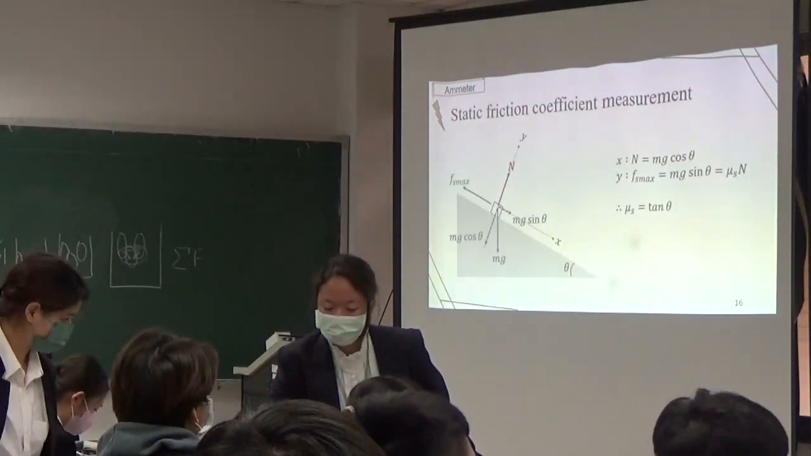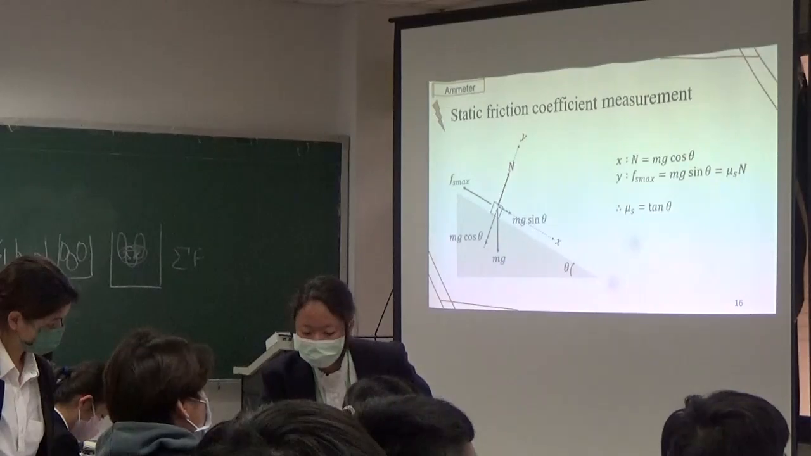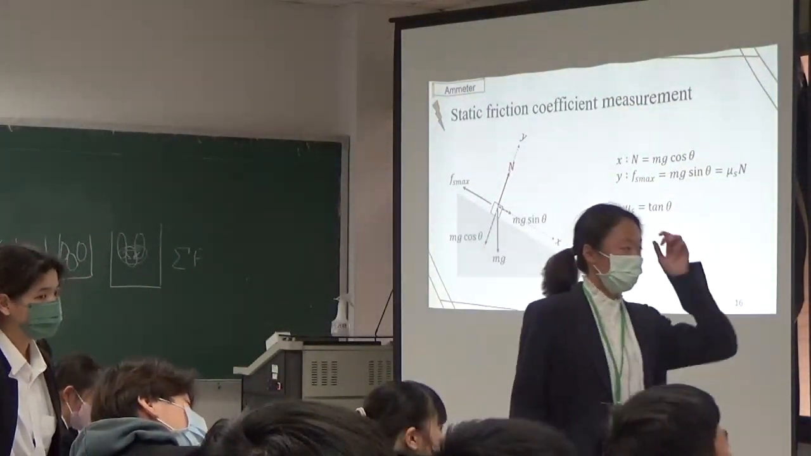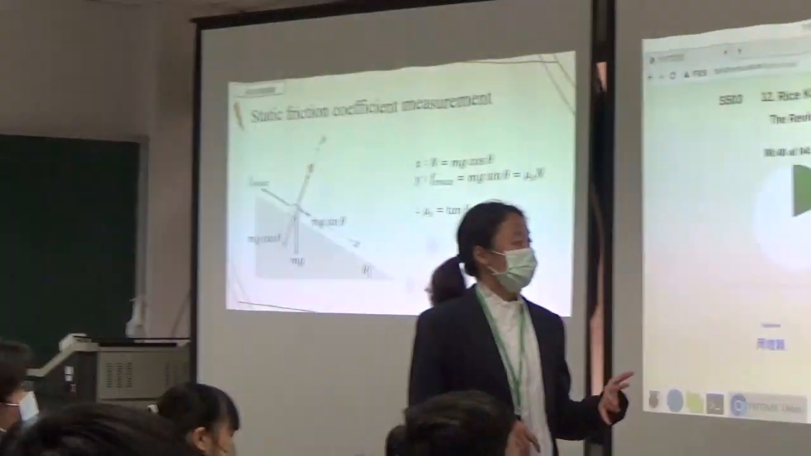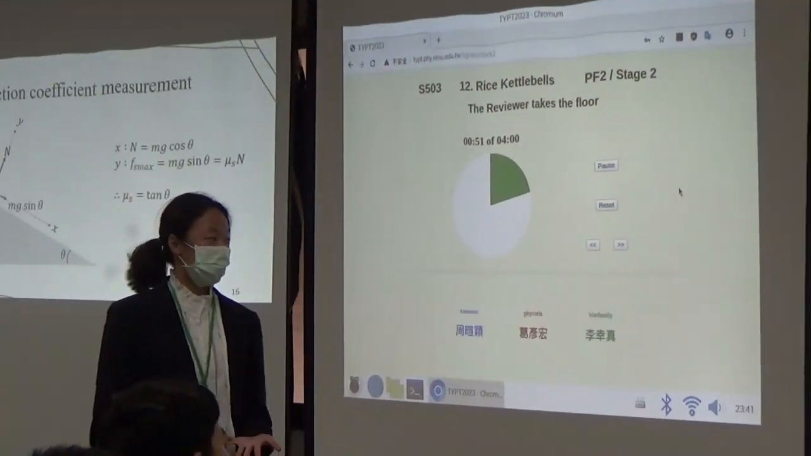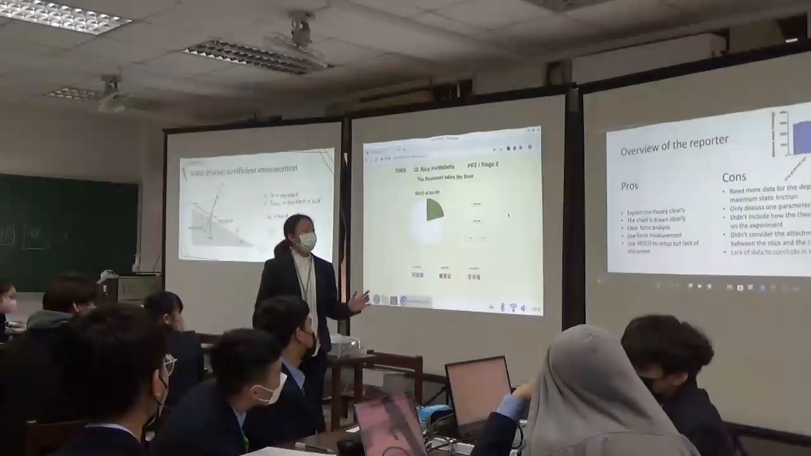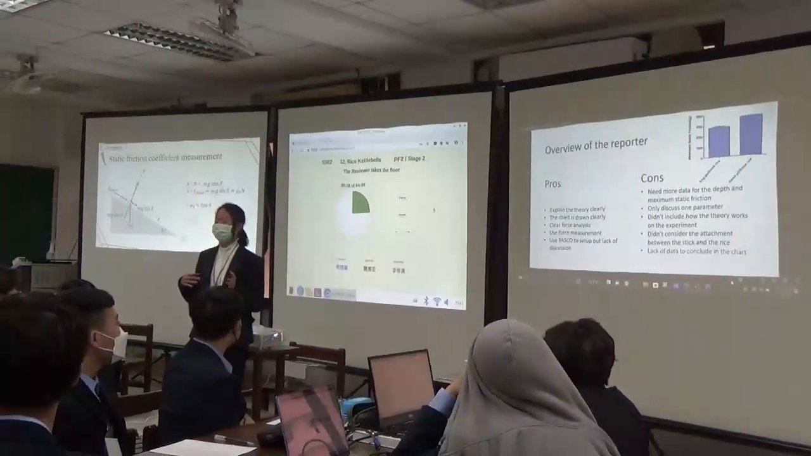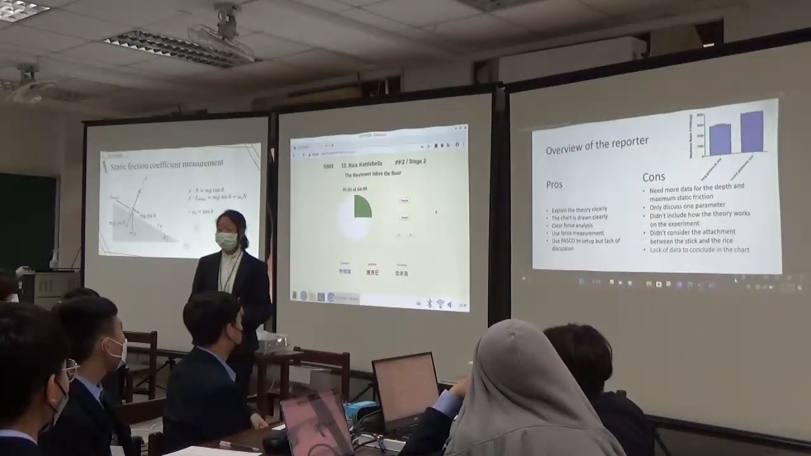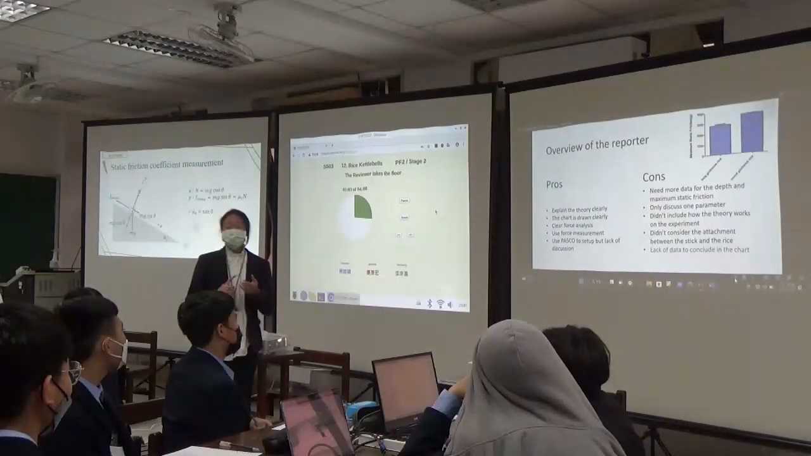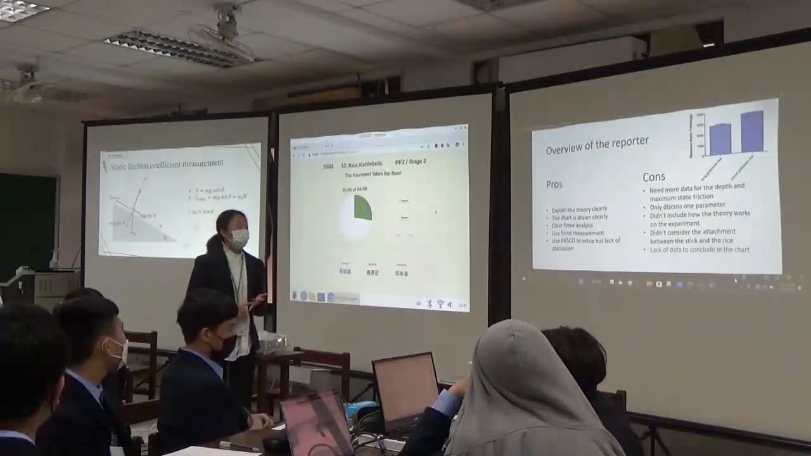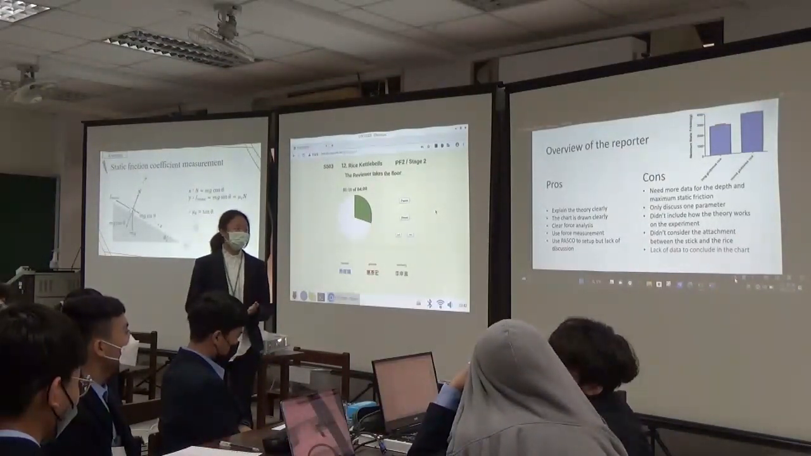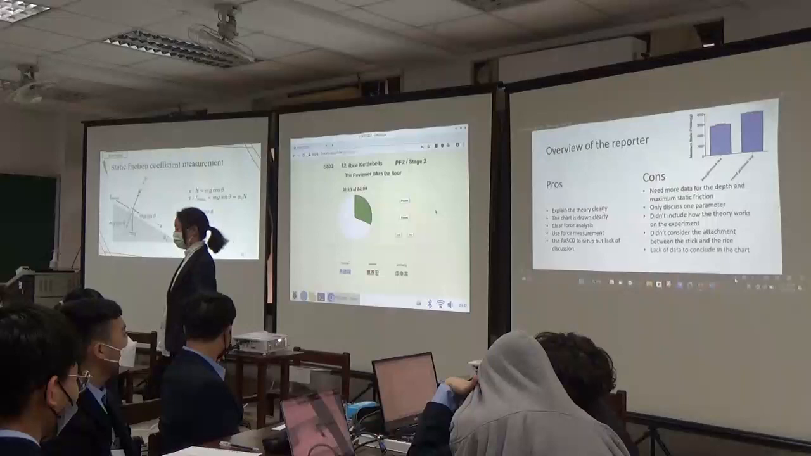For the overview of the reporter, I think they explain the theory clearly and the chart is drawn clearly. They have a clear force analysis, use force attachment, and use Pascal's law. The con is they need more data, because I think 5 experiments isn't enough to test the average of the maximum friction. They only discuss one parameter, didn't include how the theory works on the experiment, and didn't consider the attachment between the stick and the rice. And they left the data out of the chart.